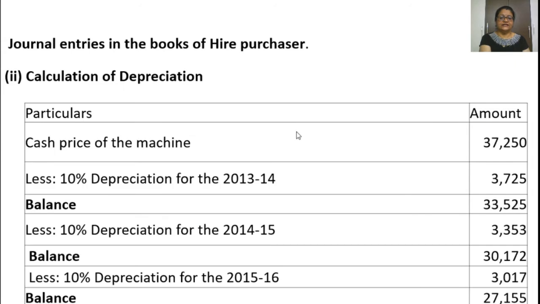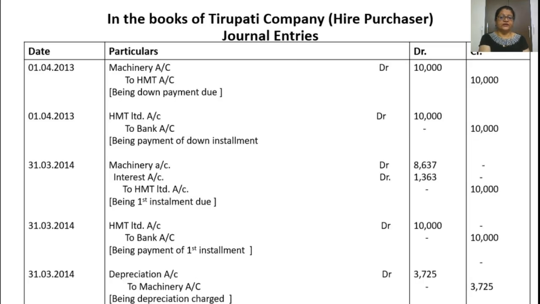Now let us understand the calculation of depreciation. The value of the asset, the cash price, is 37,250. 10% of that is 3,725. Deducted, there is a balance. Again on that balance 10% is 3,353. Again deducted, we get 30,172. In the third year, 10% depreciation is 3,017. After deducting the third year depreciation, you get 27,155.